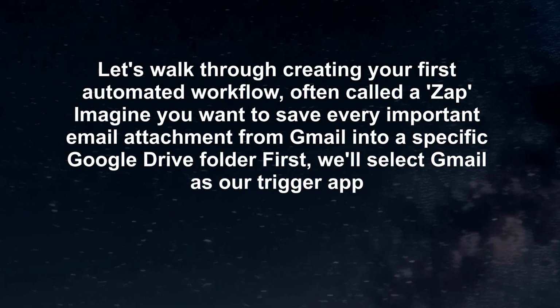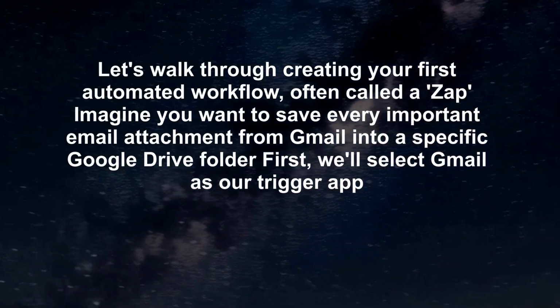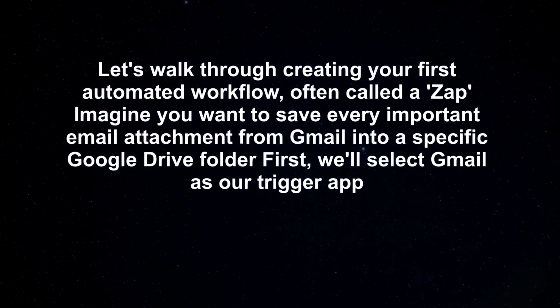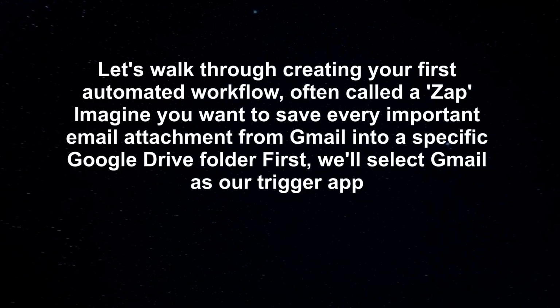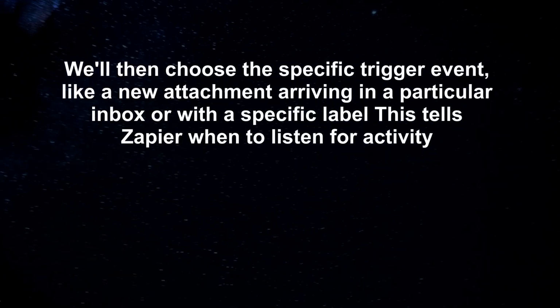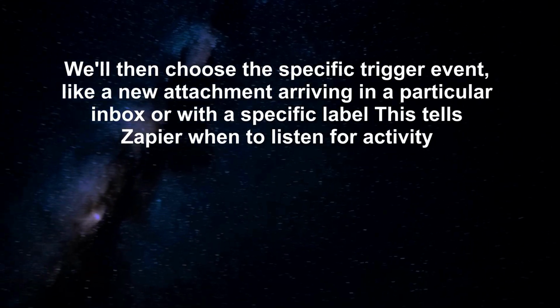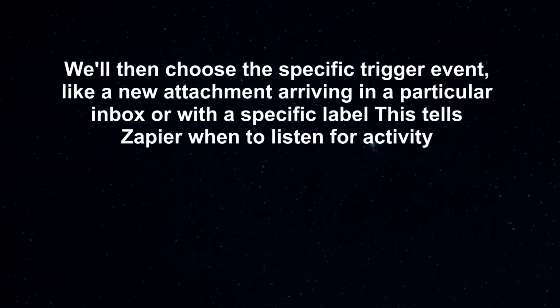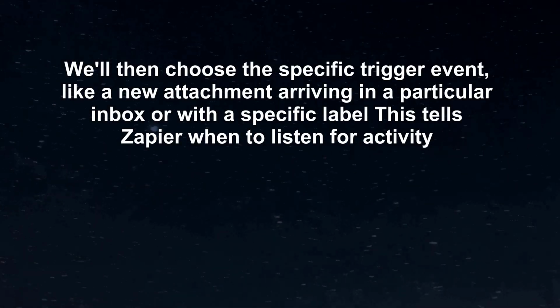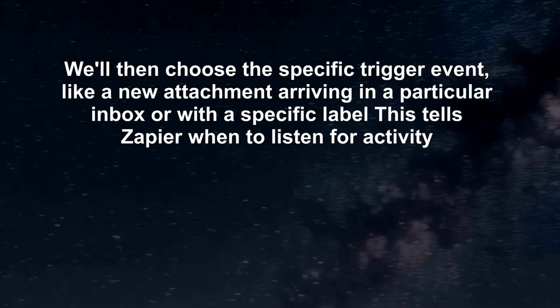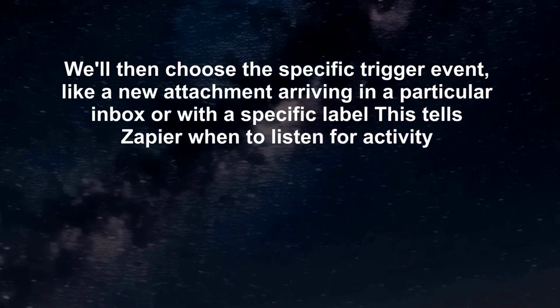Imagine you want to save every important email attachment from Gmail into a specific Google Drive folder first. We'll select Gmail as our trigger app. We'll then choose the specific trigger event, like a new attachment arriving in a particular inbox, or with a specific label. This tells Zapier when to listen for activity.